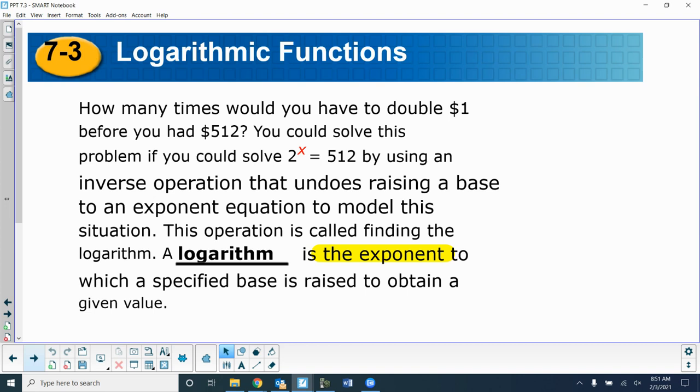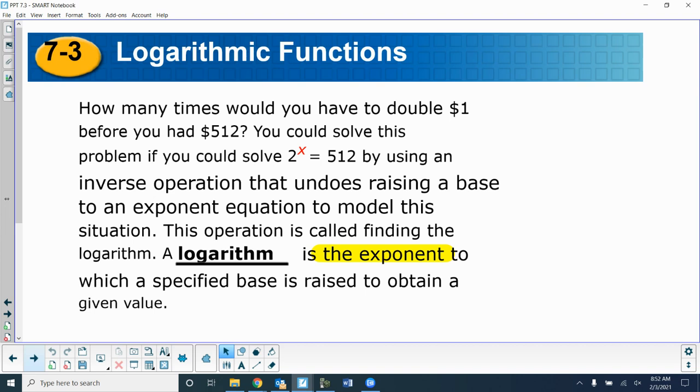How many times would you have to double the dollar before you had $512? You could solve this problem if you could solve 2 to what power equals 512 by using an inverse operation that undoes raising a base to an exponent. This operation is called finding the logarithm, right? So the logarithm is what? The exponent, okay? The logarithm is whatever that exponent is, when you have a base of 2 in this problem.